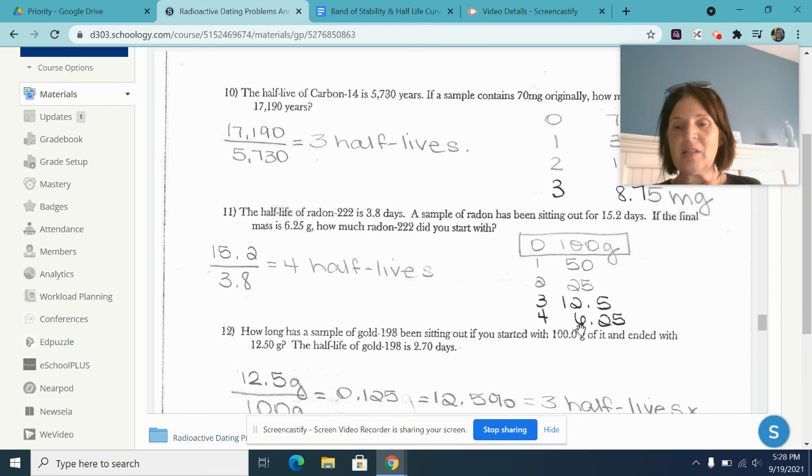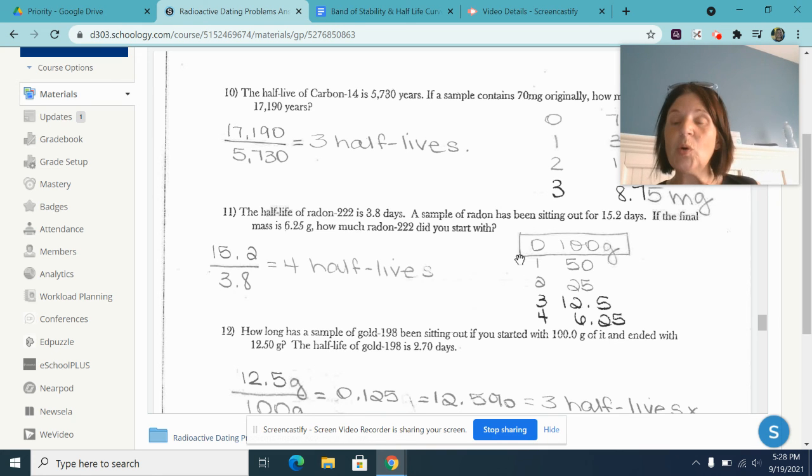each time. So this time, it would be 6.25 times 2 to get you 12.5 for 3 half-lives, 12.5 times 2 to get you 25 for 2 half-lives, 25 times 2 to get you 50 for the first half-life, and then 50 times 2 to tell you that the original amount that you actually started with at time 0 would have been 100 grams.